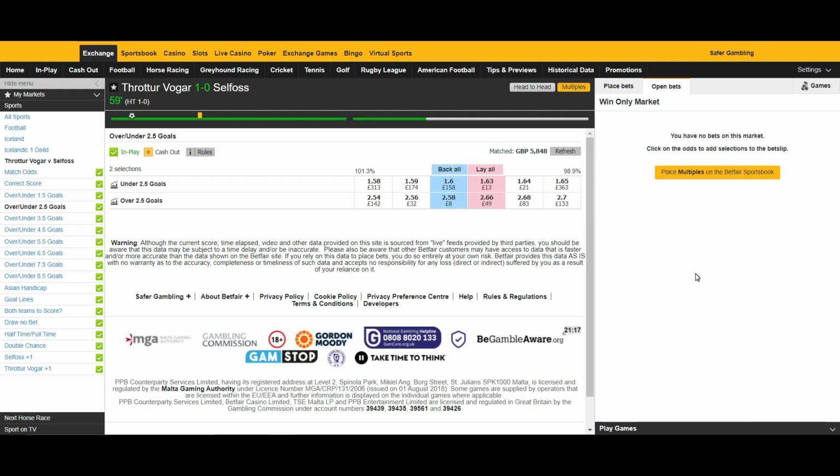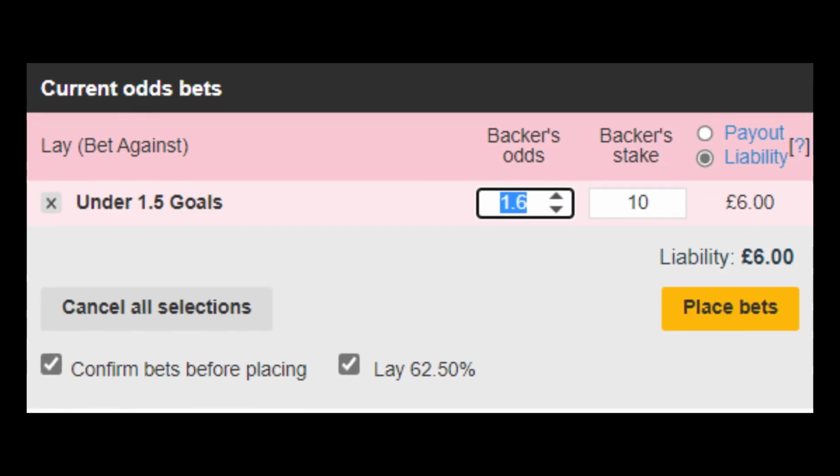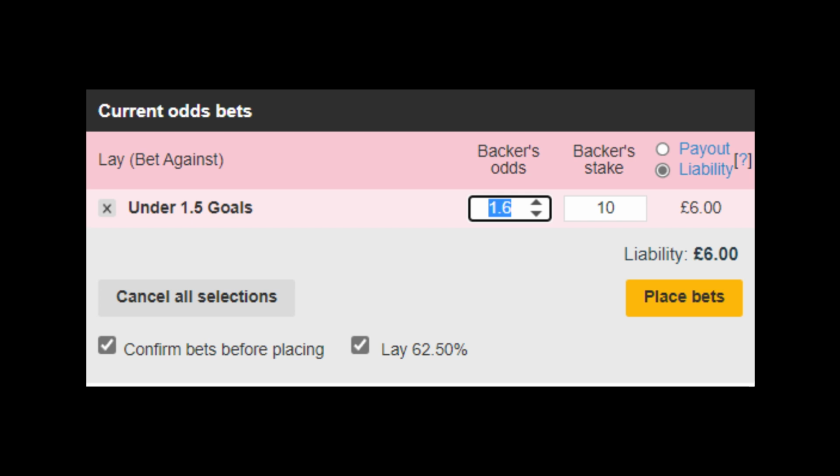We would then begin to lay and increase our lay stakes as the odds decrease, giving us a bigger profit for less and less liability on each lay stake. In this example, I will use £10 lay stakes as a starting point. So for argument's sake, we would lay £10 on under 1.5 goals at decimal 1.6 at half time, giving us a starting liability of £6 from the first lay.